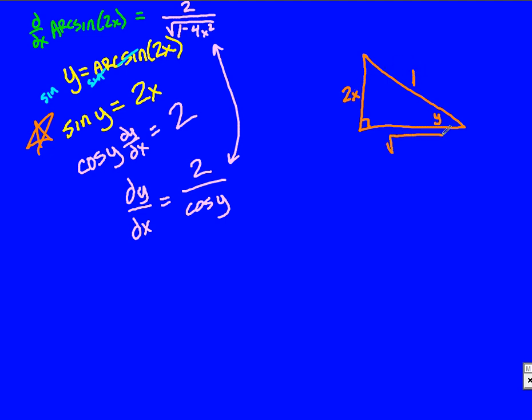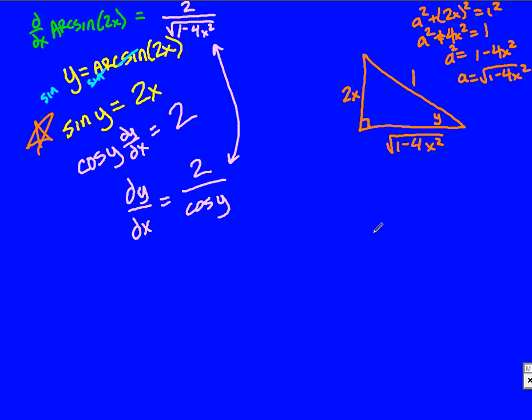I know two sides, so I can find the third side just by saying a squared plus b squared equals c squared. So this becomes 4x squared, that's 1, and we're trying to find a. So a squared would equal 1 minus 4x squared, and a is the square root of that: the square root of 1 minus 4x squared.